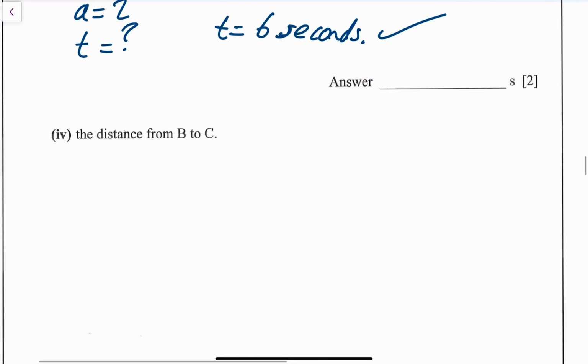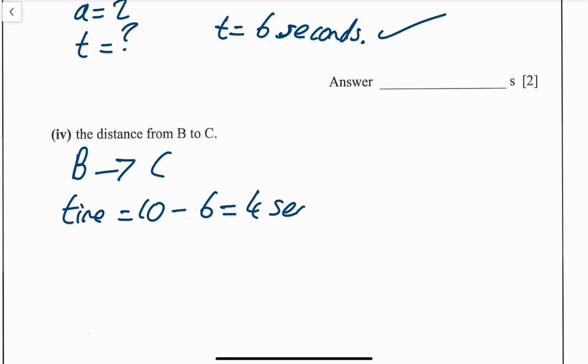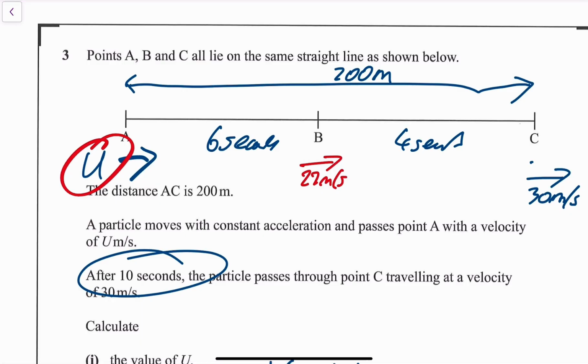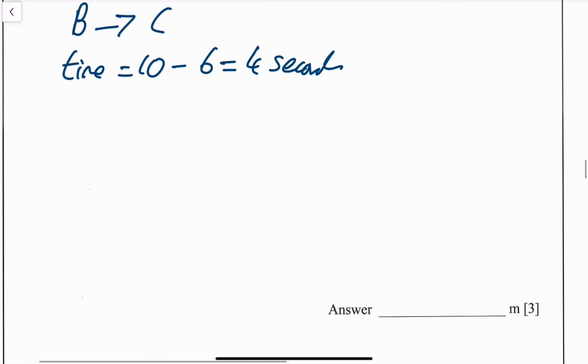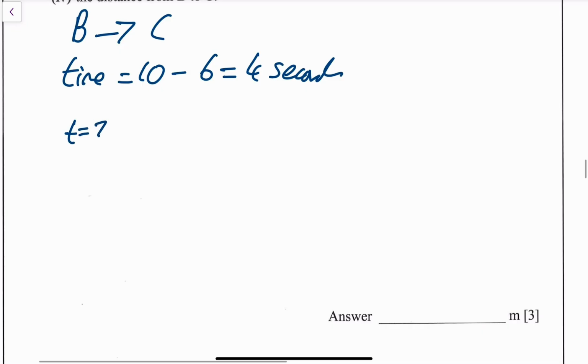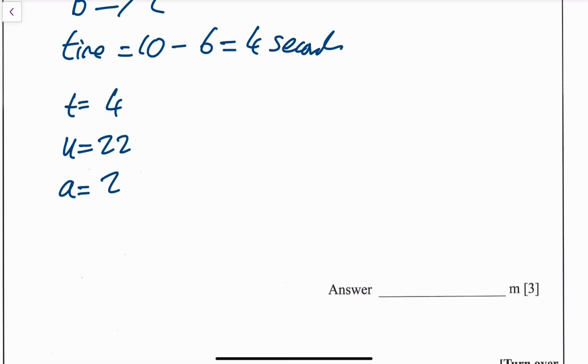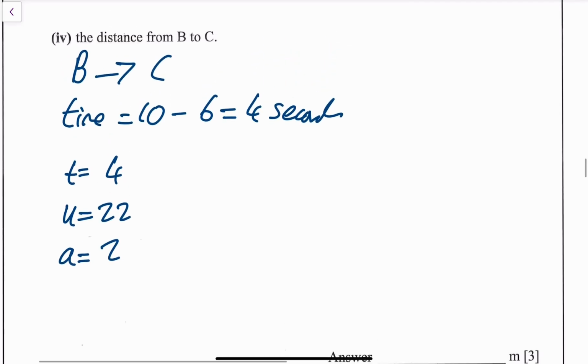So we'll write that in first. The time, this is from B to C, the time is equal to 10 minus 6, so it's just 4 seconds. Also, the speed: it started here from B to C with a speed of 22. So let's just write that down. T is equal to 4 seconds. My initial velocity is 22. The acceleration is still 2, and we'll go from that. All right, so that's what we've got.